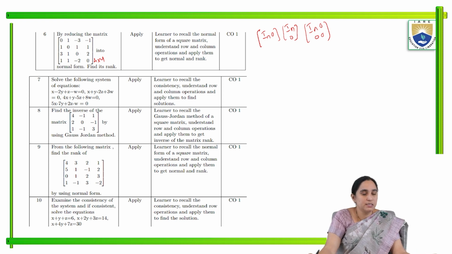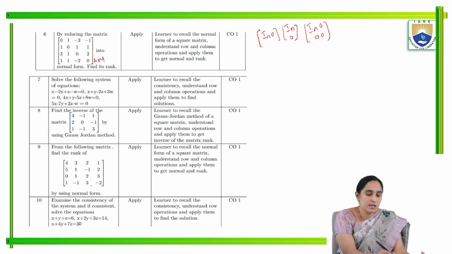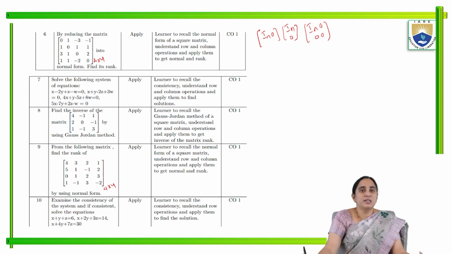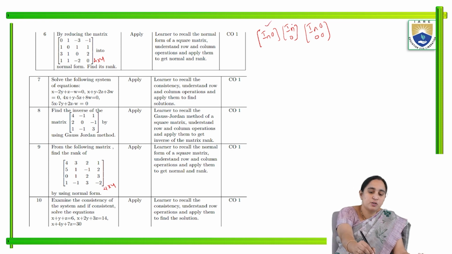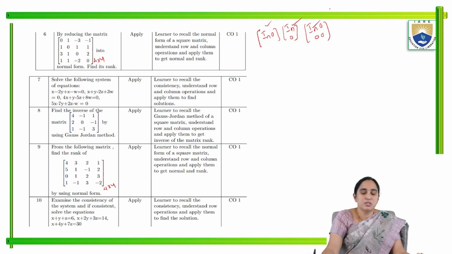Already we discussed, is it a rectangular matrix or a square matrix? Exactly here, the number of rows is 4 and columns is 4. Therefore, it is a square matrix. For that, we have to reduce the matrix to identity with respect to the column and row operations. What about the form of the identity? I_n 0 form, I_n 0 form, I_n 0 0 form.